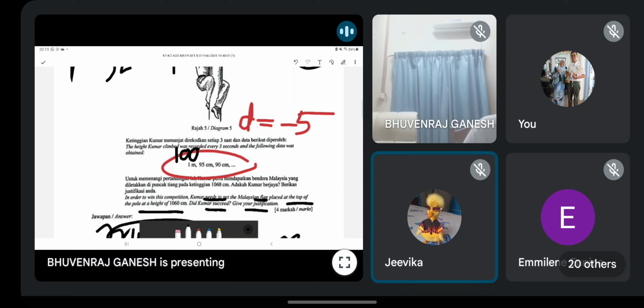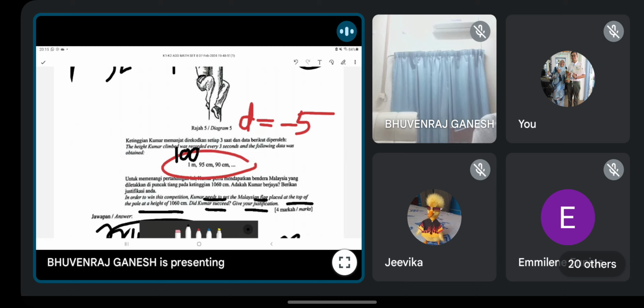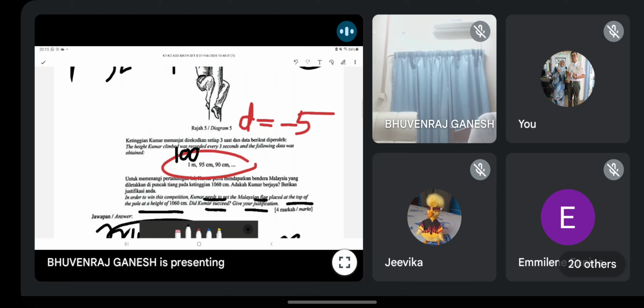SN. That's why guys, you must be careful. SN or TN, you must be clear. Because the height he climbs every 3 seconds is this one. It decreases: 100 first second, 95 second, 90 cm third second. So the height of the pole is the sum of all these terms. That's why we are using Sn to compare with this value over here.